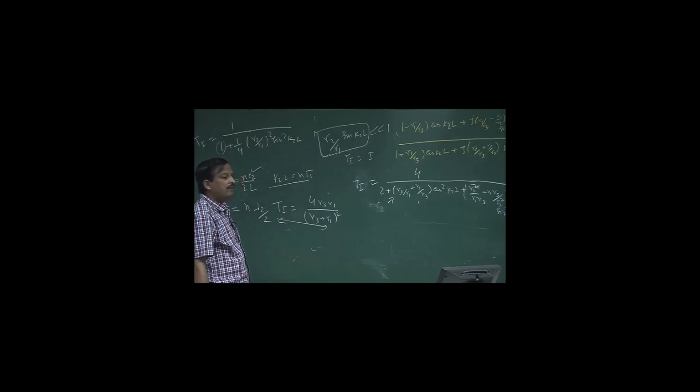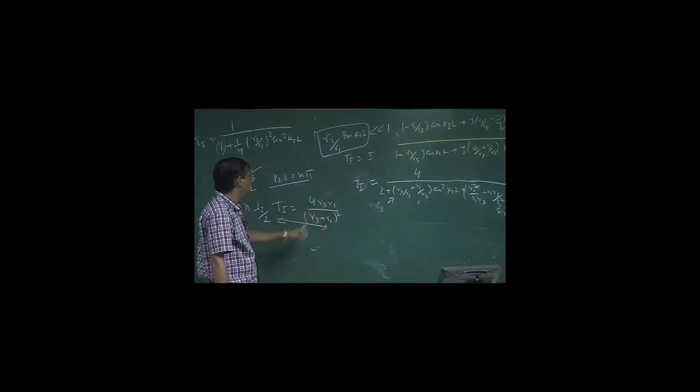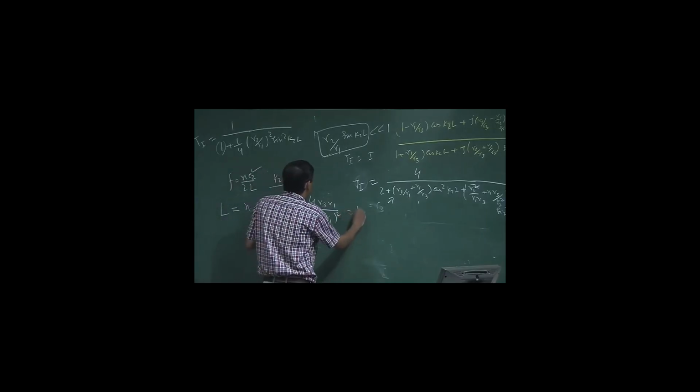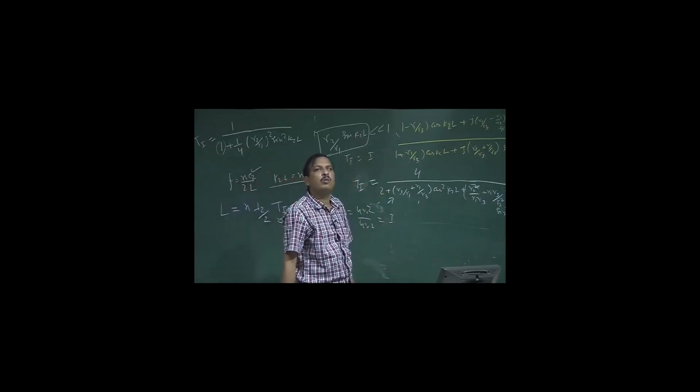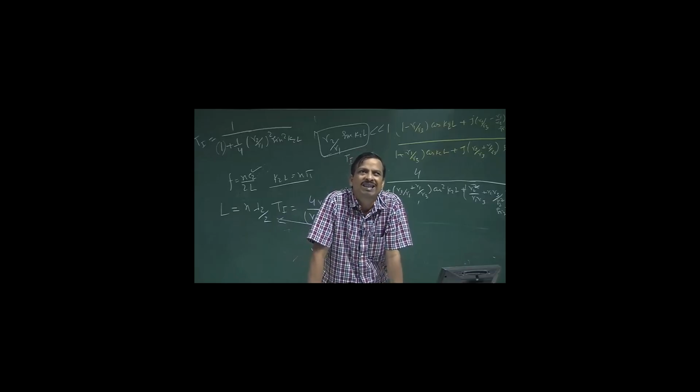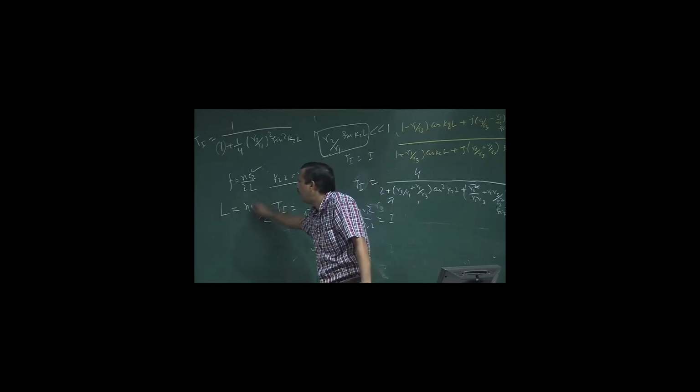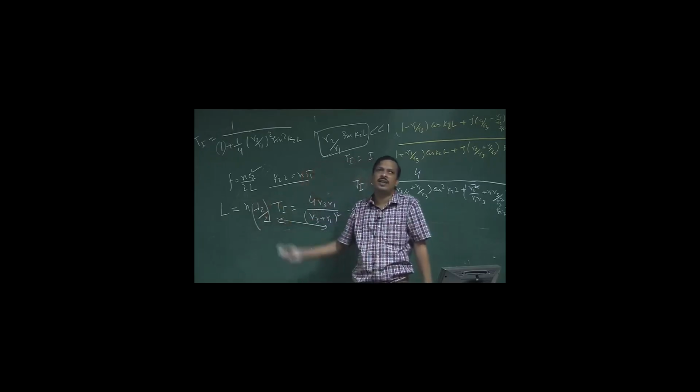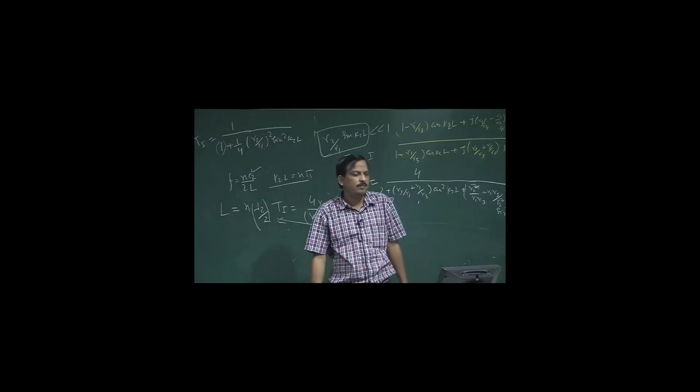Ti will be 4 R3 into R1 divided by R3 plus R1 whole square. If R1 and R3 are equal, then it is 4 R1 square divided by 2 R1 whole square, so it is nothing but 1. So those frequencies will pass through the wall. If the length of the wall is an integer multiple of the half wavelength of the frequency, then those frequencies will pass through the wall.